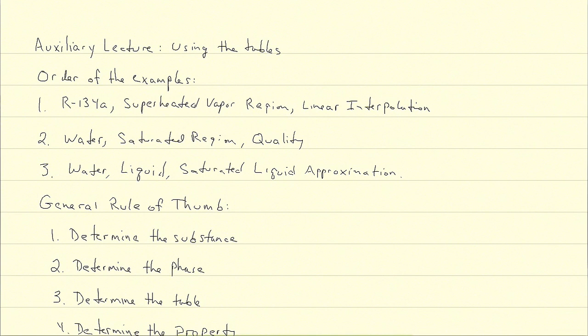Number 2, determine the phase. Once you know the phase of your substance, that's going to then allow you to do step number 3, which is to determine which table to use. And I'll tell you how to do steps number 2 and number 3 in each of the 3 examples of this lecture. And then once you do those first 3 steps, you can then proceed to determine the property. It's pretty straightforward at that point. Okay, so let's move on to our first example.